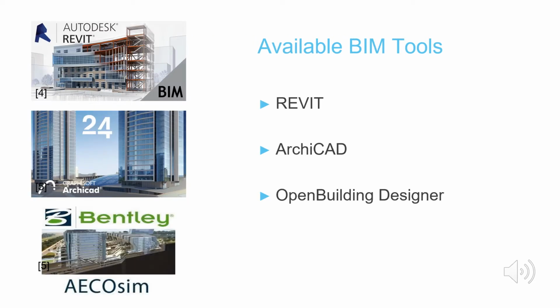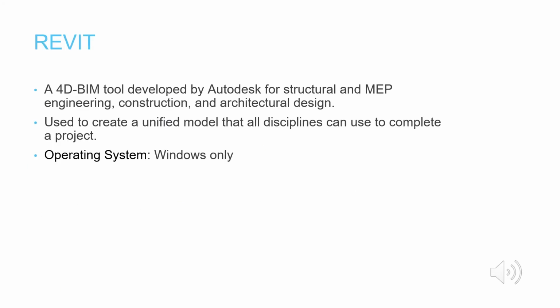Next, I'm going to talk about the three available BIM tools: Revit, ArchiCAD, and Open Building Designer. Revit is a 4D BIM tool developed by Autodesk for structural and mechanical, electrical and plumbing engineering, construction and architecture design. It is great for creating unified models that all disciplines can use throughout the project. One downside of Revit is that it can only be operated on the Windows system.